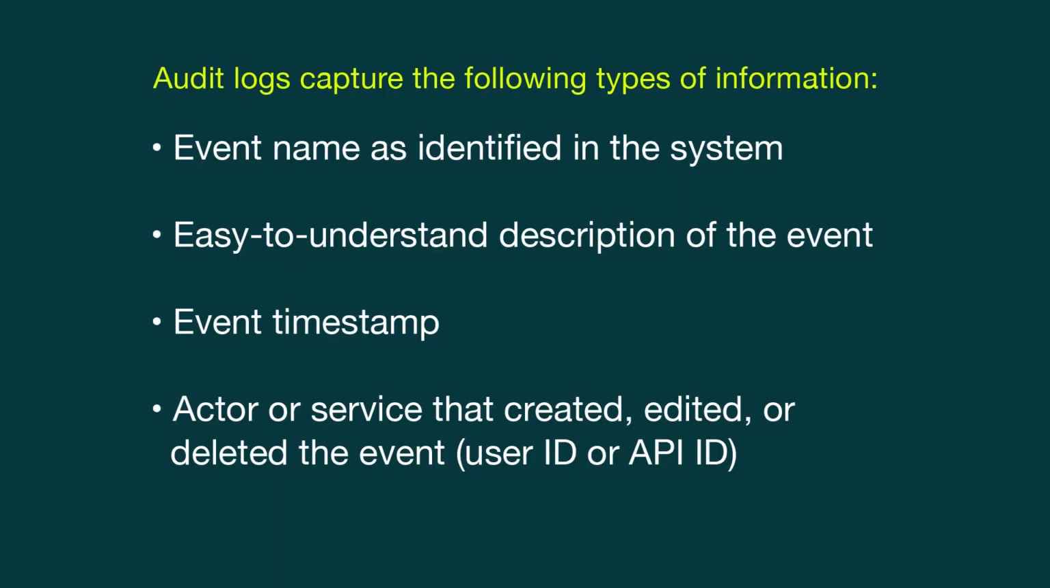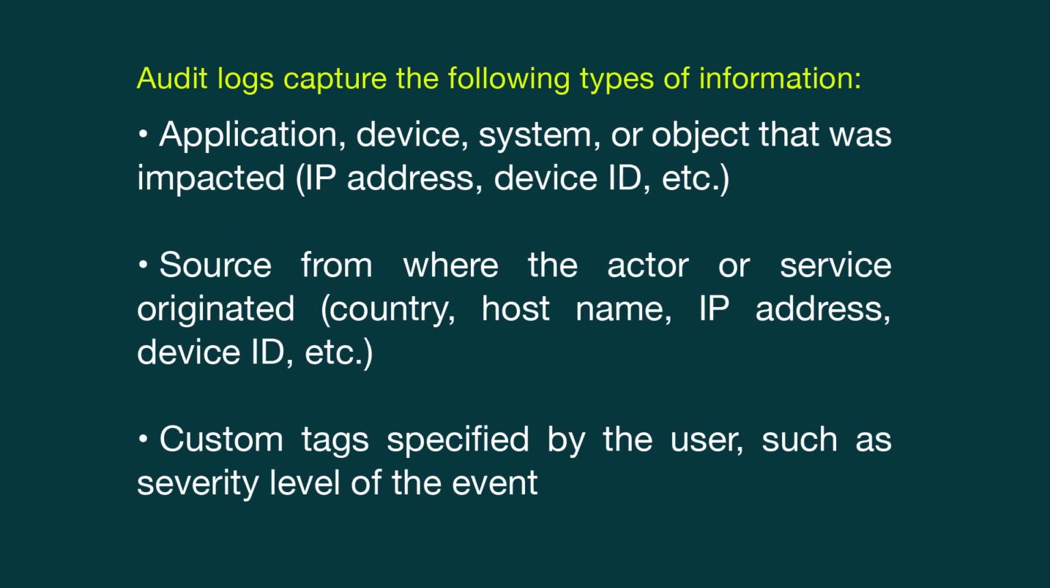Audit logs capture the following types of information: event name as identified in the system, easy to understand description of the event, timestamp, actor or service that created, edited or deleted the event, user ID or API ID, application, device, system or object that was impacted like IP address, device ID, etc. Sources from where the actor or service originated like country, hostname, IP address, device ID, etc. Custom tags specified by the user such as severity level of the event.